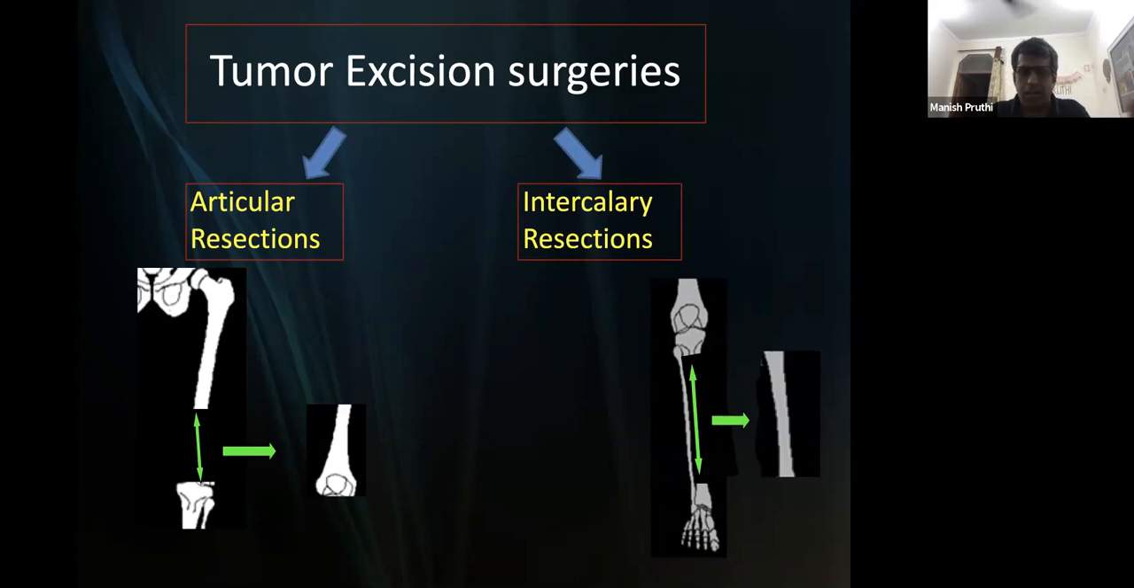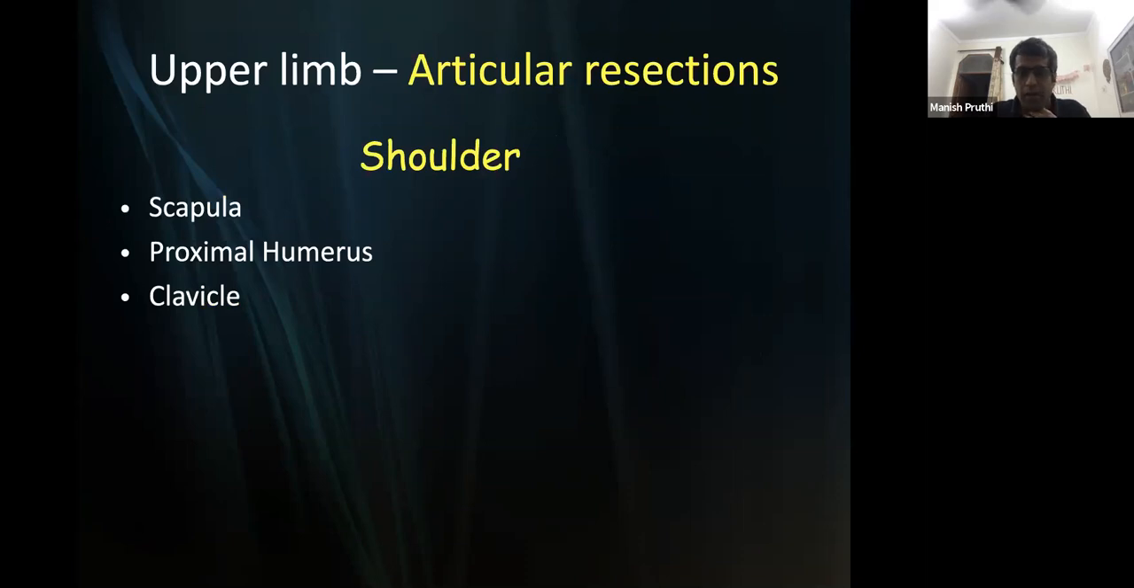So we'll be going stepwise from upper limb to lower limb, from articular resection to intercalary resection, and we'll be discussing the reconstruction option first and then the rehab option. So going to the upper limb articular resections, the most common location of the tumor that we see in the upper limb is in the scapula or the proximal humerus, and sometimes rarely in the clavicle. So basically all this falls into shoulder girdle resections.